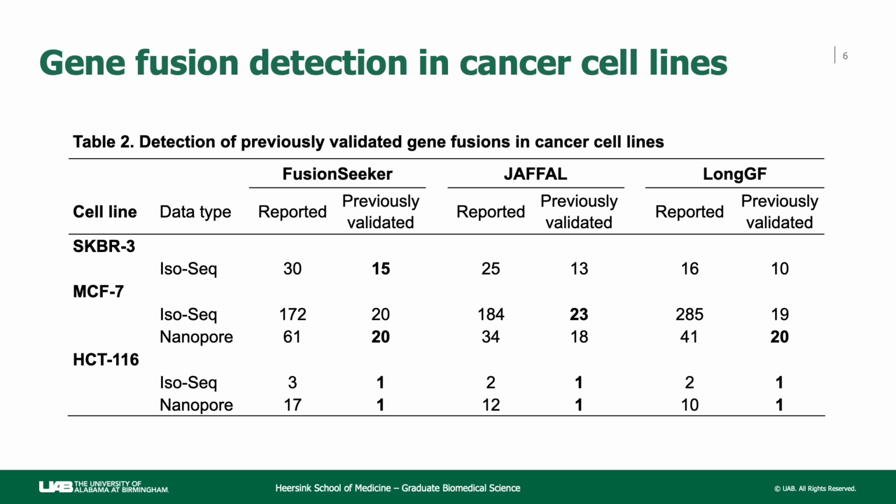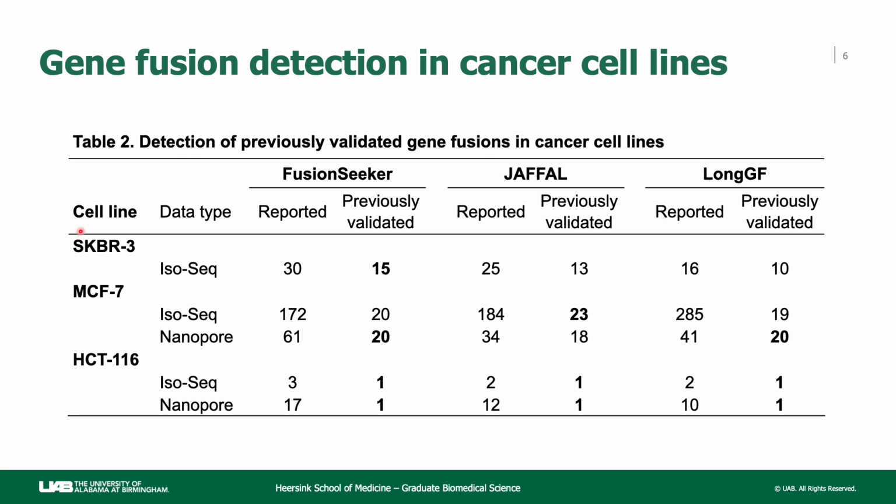So then we moved on to the real datasets in the 3 cancer cell lines, SKBR3 and MCF7 and also HCT116. We picked these 3 cancer cell lines because there are some previous studies that identified the gene fusions using short-read data and confirmed that they are true using PCR. And here we ran 3 different long-read fusion callers, FusionSeeker, JAFFAL, and LongGF, and we want to see if we are able to report those previously validated events in the long-read data.